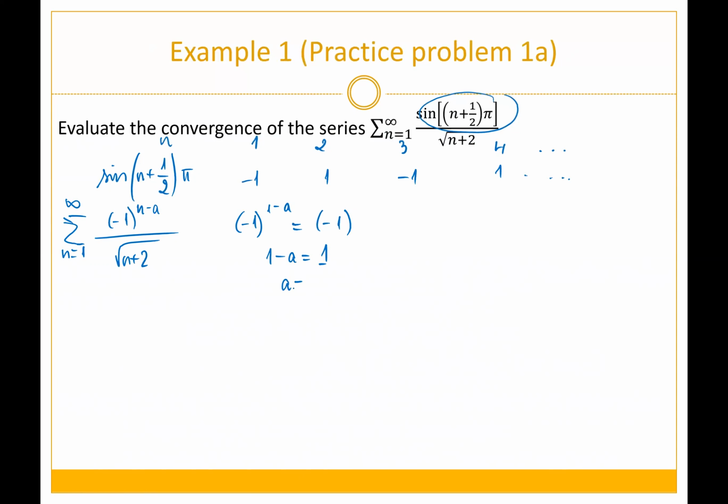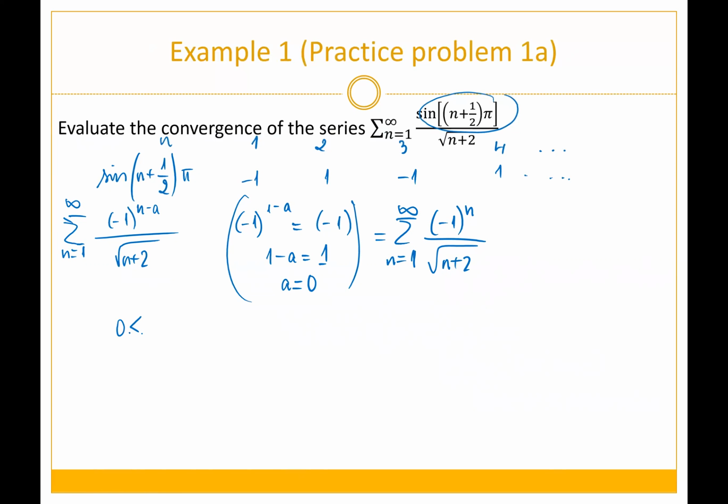So you're going to have a equal to 0. So this one is just going to be (-1)^n over square root of n plus 2. Now we have this series. Now using the alternating series test, we can figure this one out. So for the alternating series test, if you want it to be convergent, you need a decreasing function.